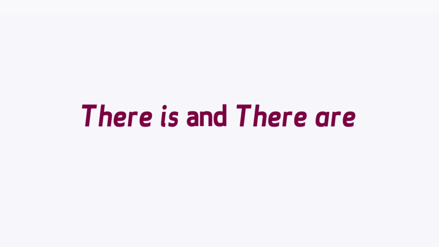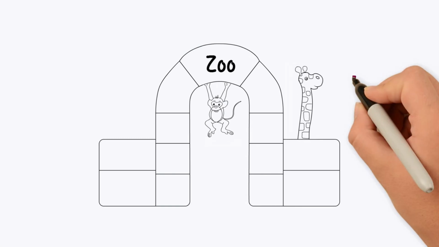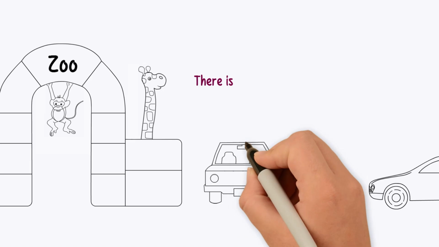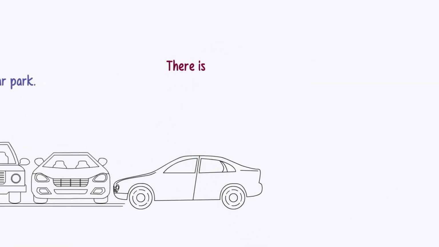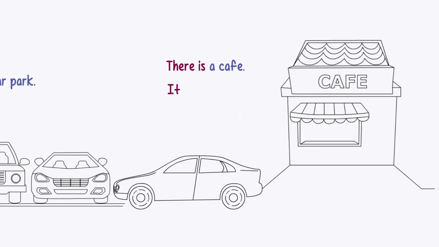We use there is and there are to talk about things for the first time. Let's imagine a zoo. We use there is when there is one thing. There is a car park. After there is, we use it. There is a cafe. It sells ice cream.